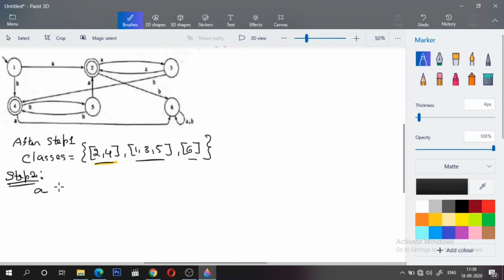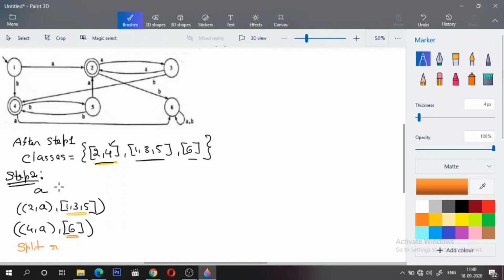Okay, so let us see 2 upon A. 2 upon A will make a transition to 3, which belongs to the set containing 1, 3 and 5. And 4 upon A will make a transition to 6, which is a different class, right? So the question is, is splitting required? Yes, the splitting is required because the transitions for A upon 2 and 4 went to 2 different classes, right? So split required.